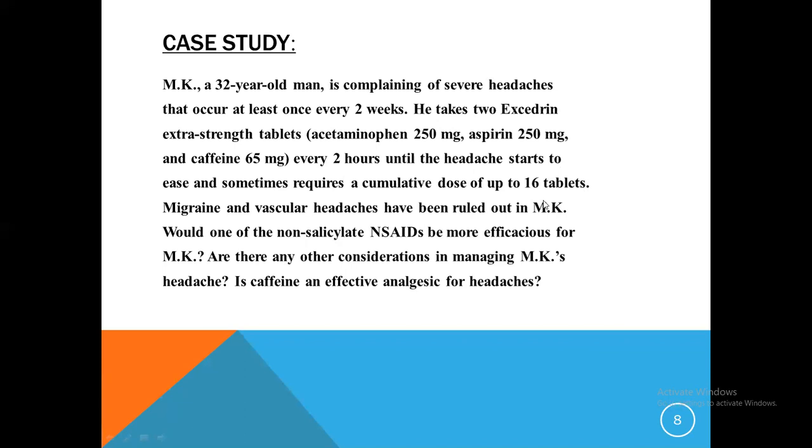It is actually double the recommended dose. Migraine and vascular headaches have been ruled out in MK. Would one of the non-salicylic NSAIDs be more efficacious for MK? Are there any other considerations in managing MK's headache? Is caffeine an effective analgesic for headaches?